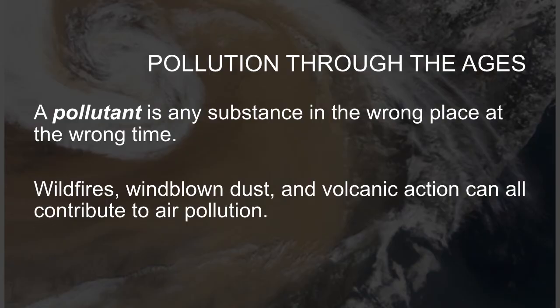Now would probably be a good time to define what pollution is. So we're going to define pollution or pollutant as any substance that's in the wrong place at the wrong time. And we're also going to add in the wrong amount. So a pollutant is anything that isn't where it should be, isn't where it should be when it should be, or is where it should be but in a way greater amount than it normally would be. Air pollution has always been with us.